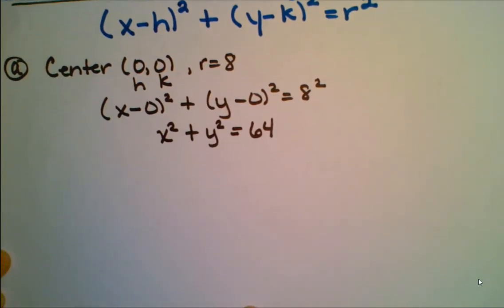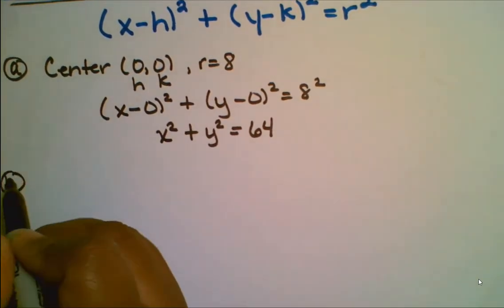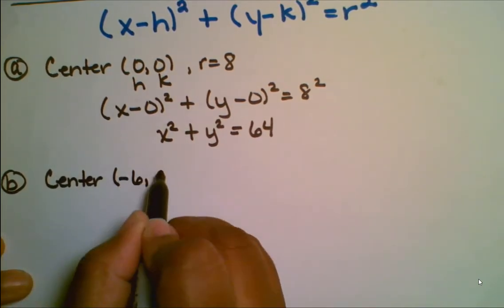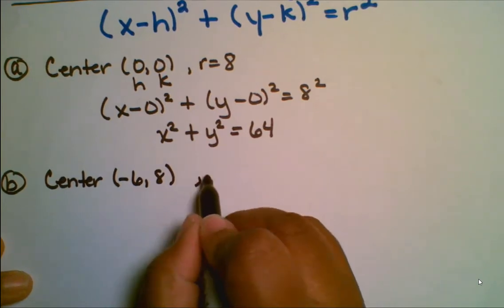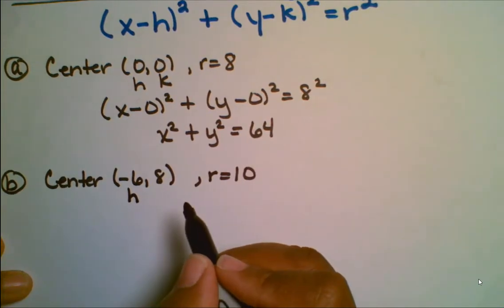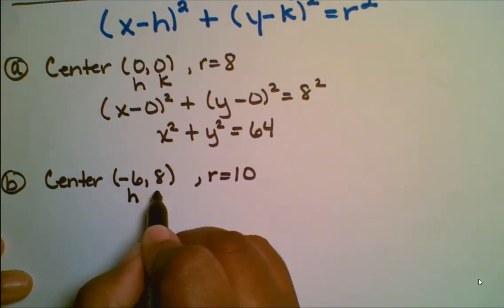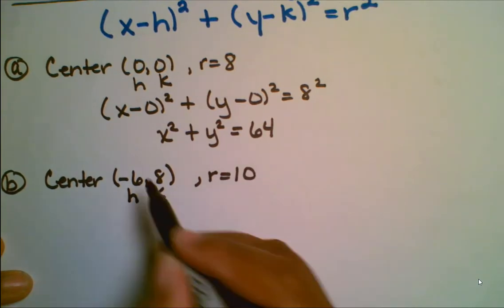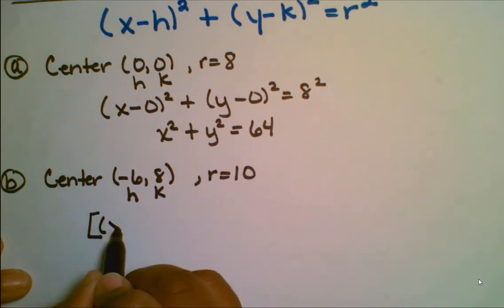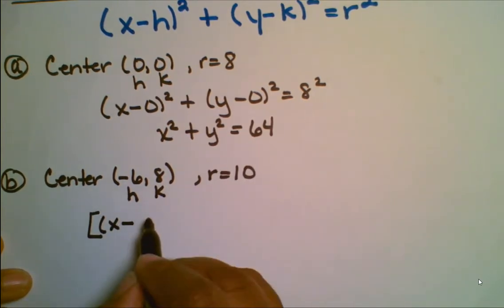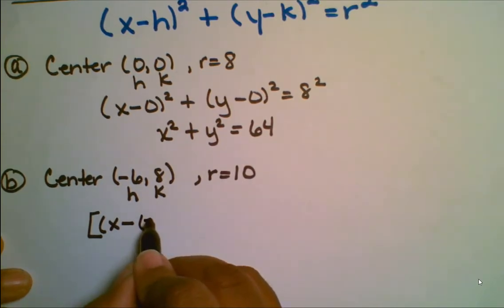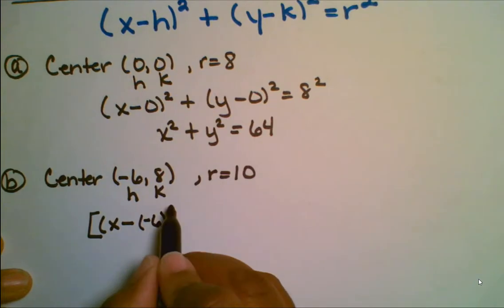Let's do another example. We have a center that is negative 6, 8, and a radius that is 10. Negative 6 would be our h, 8 would be our k. So let's plug it into this formula. So you're saying here, x minus, what's that, negative 6 squared.